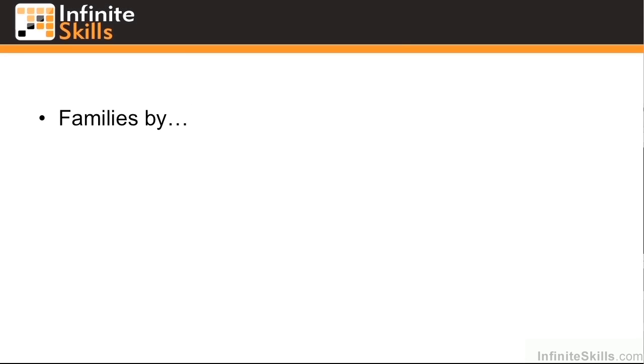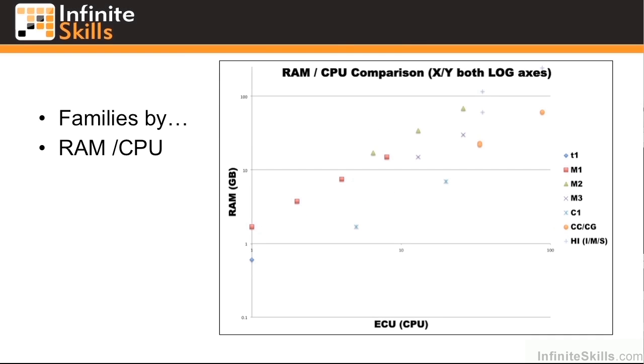Let's look at some of these families. First, let's look at the family of RAM CPU. If we look over at our key on the right, we see that we have T1s, M1s, M3s, and so forth. These are grouped according to their icon. One thing to note about this graph and the next graph is that both of these axes are log. So this machine up here has 100 gigabytes of RAM versus this machine down here, the T1 Micro, which only has a couple.